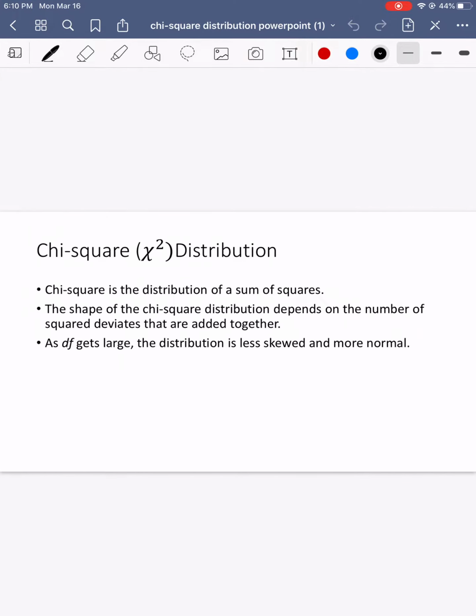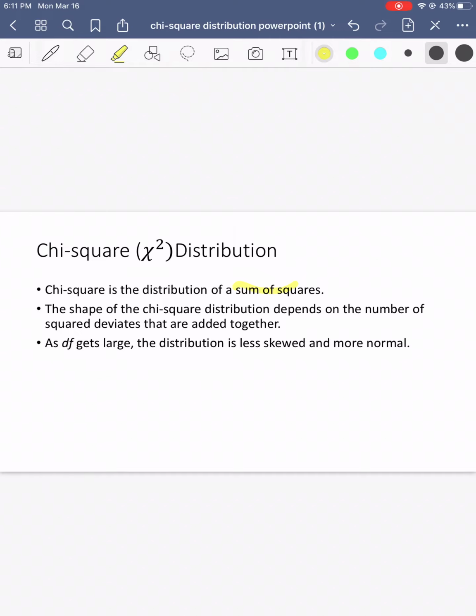So to just give you some background, the chi-square distribution is a distribution of sums of squares. So when we take a look at the formula for the test statistic, you'll see that that makes a lot of sense. It's the sum of squared quantities. For the shape of the chi-square distribution, it's really dependent on essentially the squared values or the degrees of freedom. So as the degrees of freedom get larger, the distribution is less skewed and more normal.